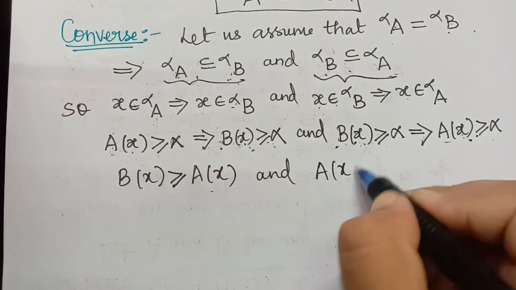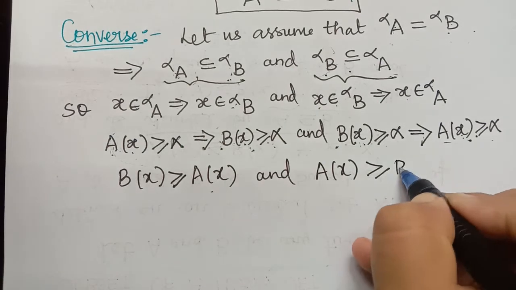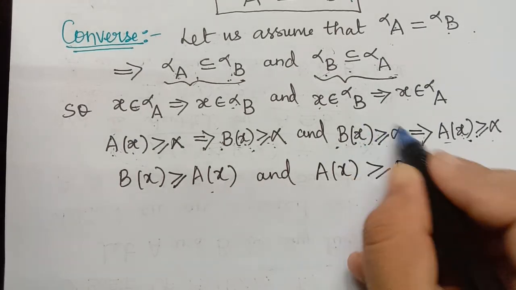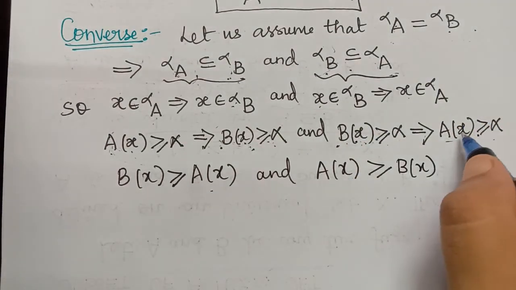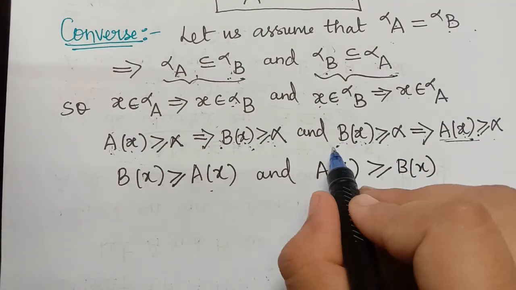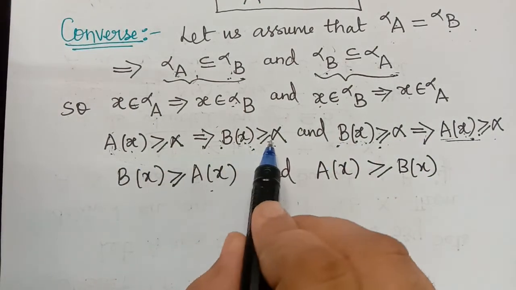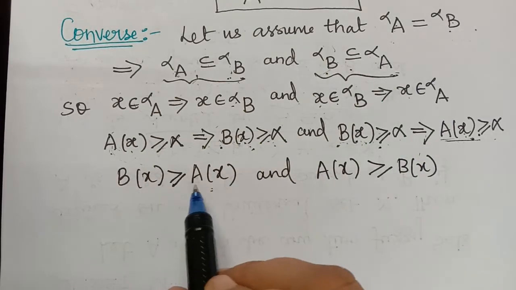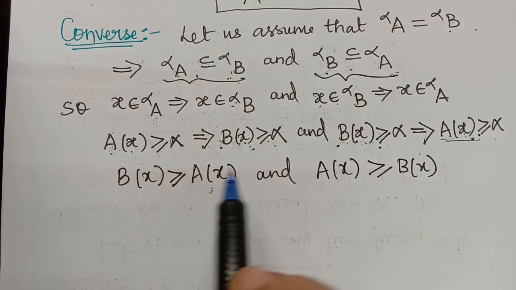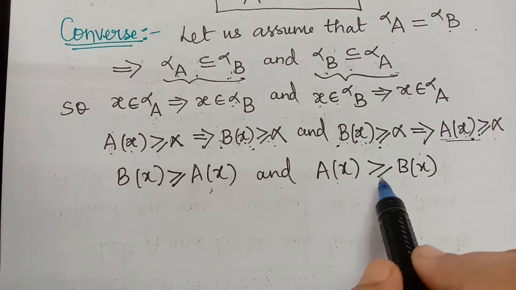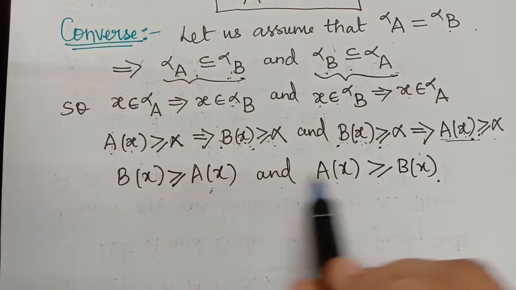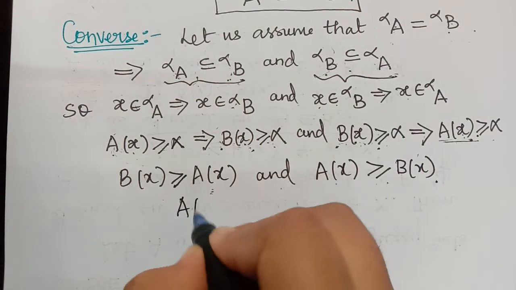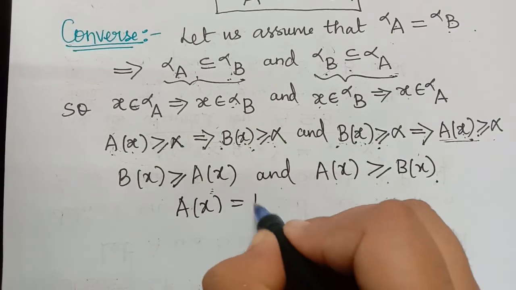So A of x is greater than or equal to B of x, because this can imply this only if A of x is greater than or equal to B of x, using the same concept that we used here. And now B of x is greater than or equal to A of x, and also A of x is greater than or equal to B of x. And when can this happen? Only if A of x is equal to B of x.